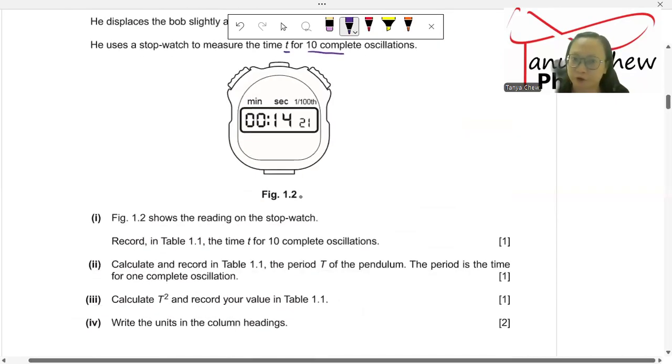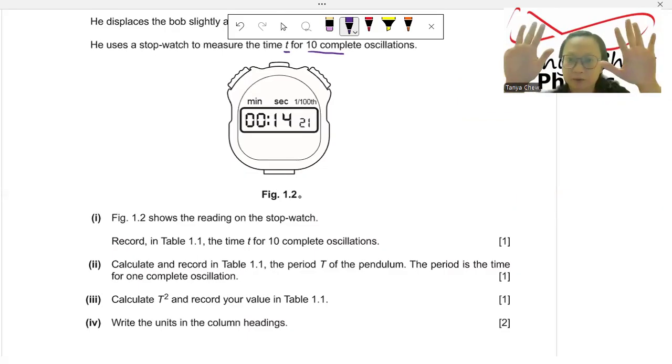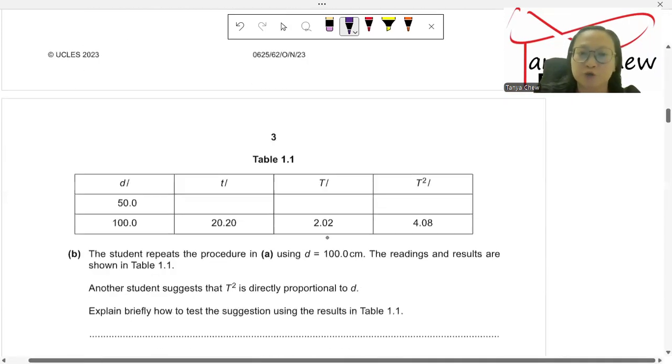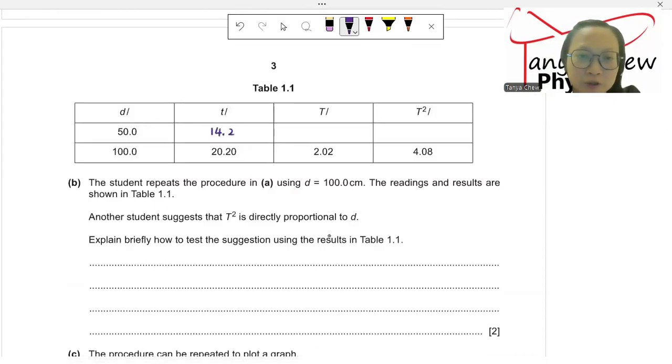Now the time is shown here, and this is a digital stopwatch. First part, Fig 1.2 shows the reading on the stopwatch. Record in table 1.1 the time T for 10 complete oscillations. That's the reading over there. So you just read off 14.21 and then you just fill in the blank here, 14.21.